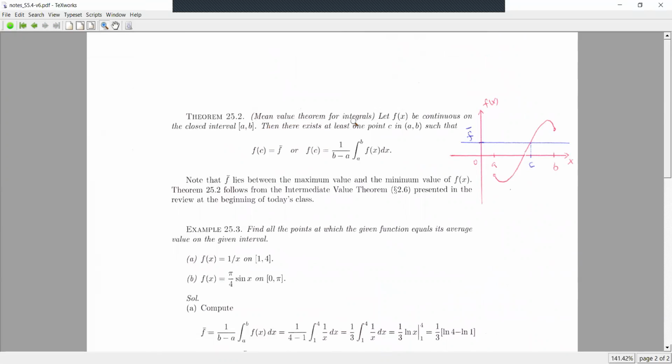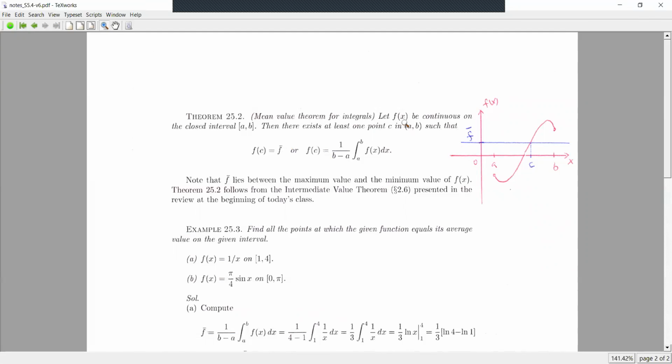Mean value theorem for integrals. Suppose function f is continuous on the closed interval AB. Now, conclusion. There exists at least one point C between A and B such that the function value at the point C is equal to the average function value, f bar.